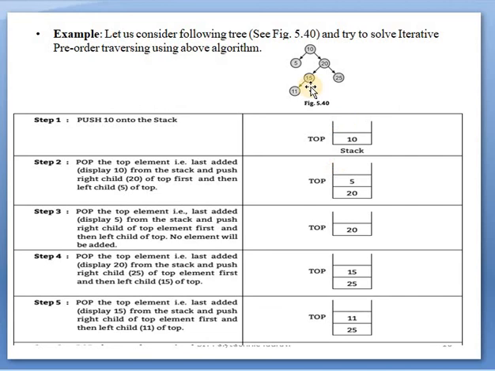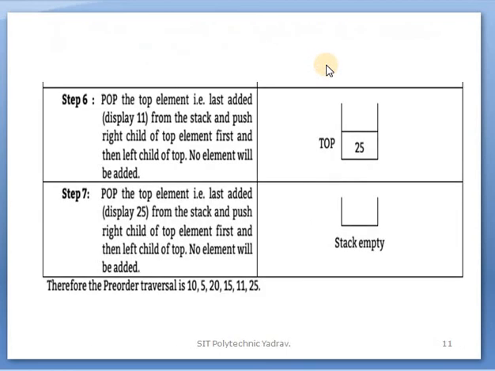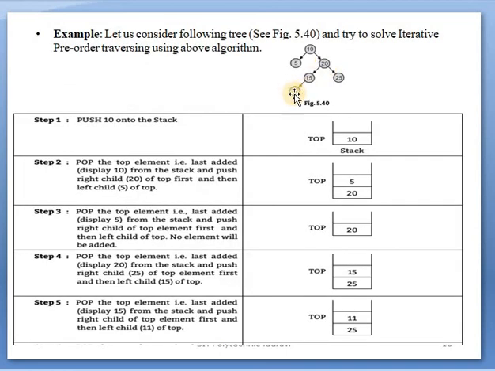So firstly visit the root and insert it into the stack. After that go to 5. There is no left or right child, so remove it: firstly 10, after that 5. Again we go to the right side. In that, firstly display 20. After that 15, then 11. Now on the right side, display 25.